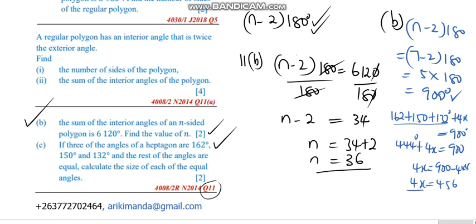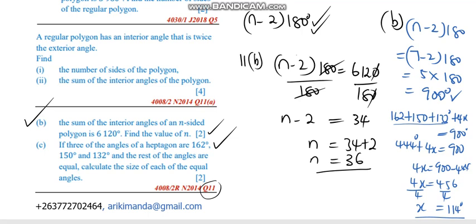456. We divide both sides by the coefficient of x. What is each angle? 456 divided by the 4 angles which are equal. We get 114 degrees. So in other words, the question says calculate the size of each equal angle. Each equal angle remaining of the 4 is 114 degrees. This is the value of each equal angle.